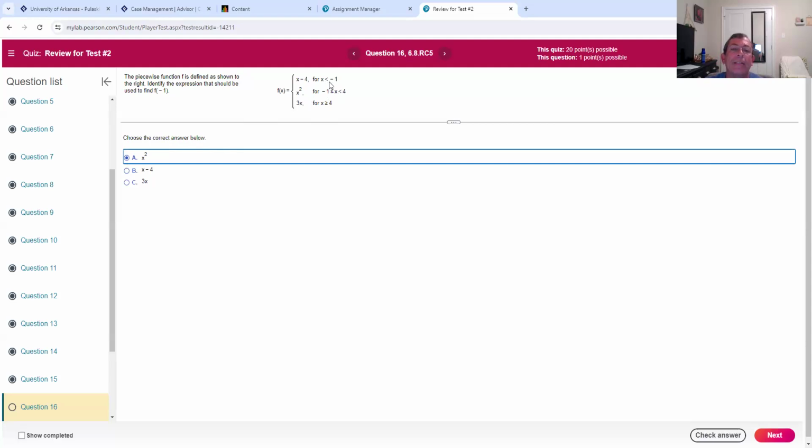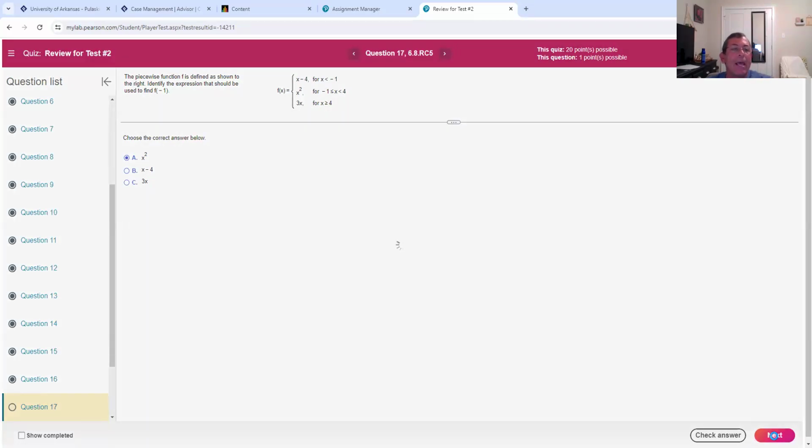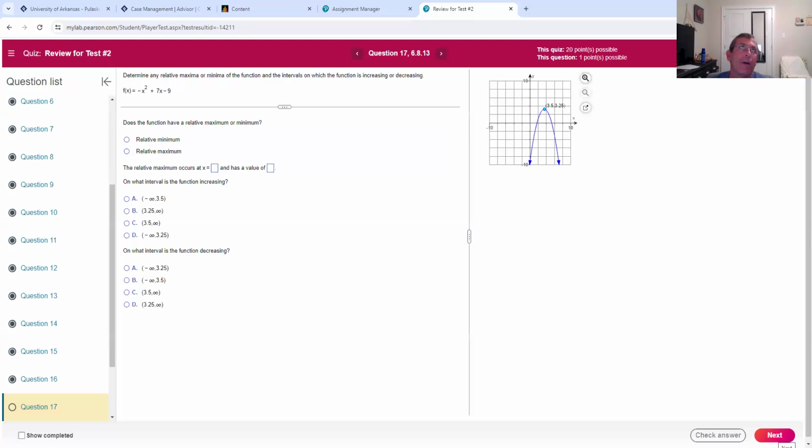The top one, the x less than -1, it don't have equals on it. So that would be any number like -2, -3, -4, anything less than -1. Well, the second one says -1 less than or equal to your x, and still less than 4. So that would be like 0, 1, 2, 3. Anything that equaled 4 or greater than 4 would use that 3x equation, okay? So you go by the domain on that one to see which equation you would use.